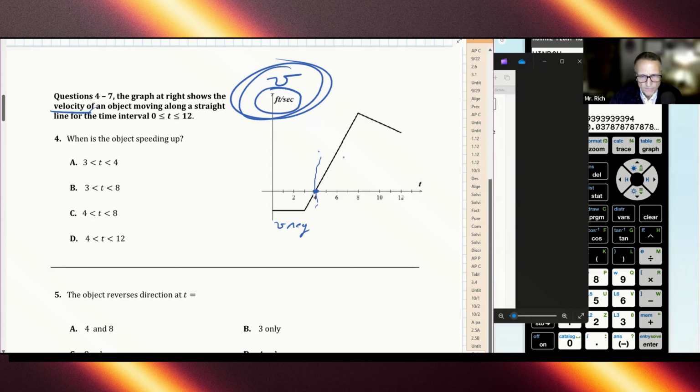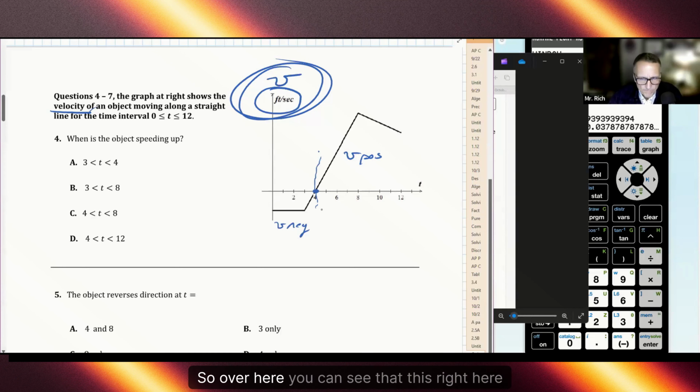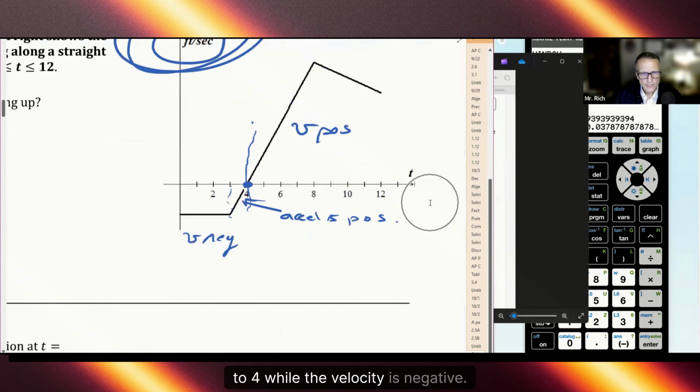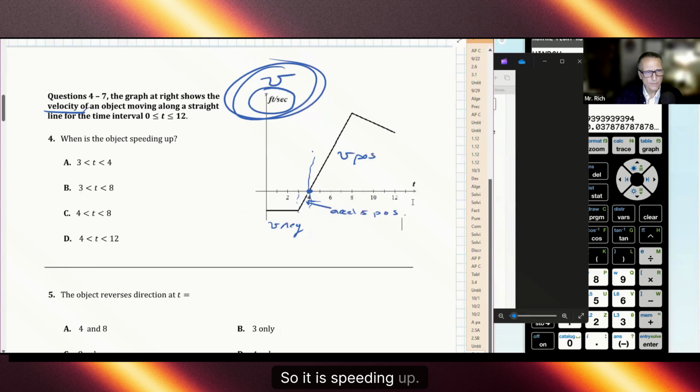Over here to the right of 4, the velocity is positive because all of those values are positive. Well, what is acceleration? Acceleration is the derivative of the velocity. It's the slope of the velocity. So over here, from 3 to 4, that acceleration is positive, while the velocity is negative. So it is speeding up.